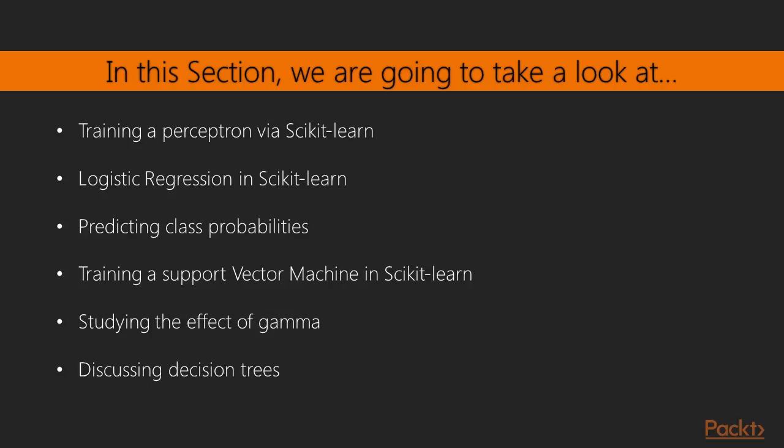Welcome to section 3. In this section, we'll take a tour of the machine learning classifier algorithms within Scikit-Learn, including Perceptron, logistic regression, support vector machines, kernel support vector machines, decision trees, random forests, and k-nearest neighbors.